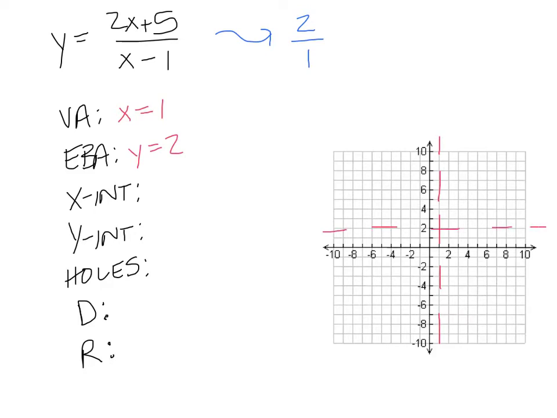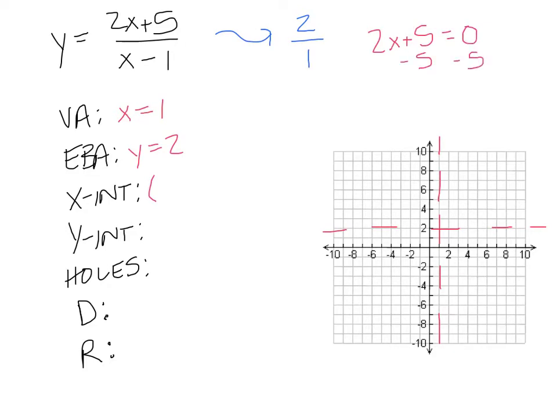Cool. Now we can move on to our x-intercept. X-intercept is the number that makes the numerator equal to 0. So this is a little bit trickier because the numerator is 2x plus 5. We want to find what makes it equal 0. We're actually going to solve an equation.